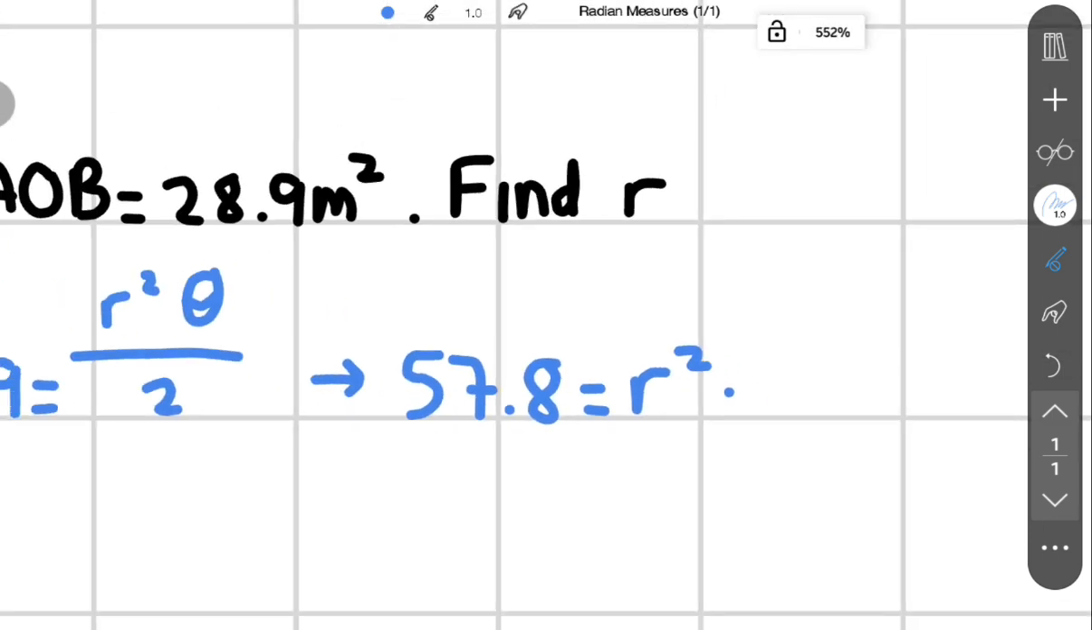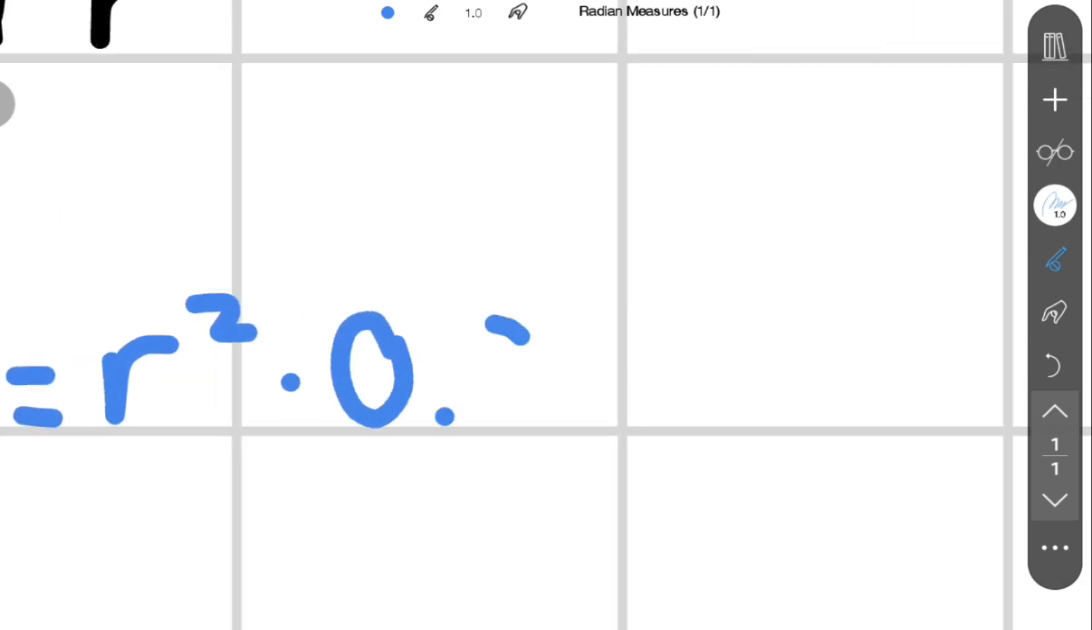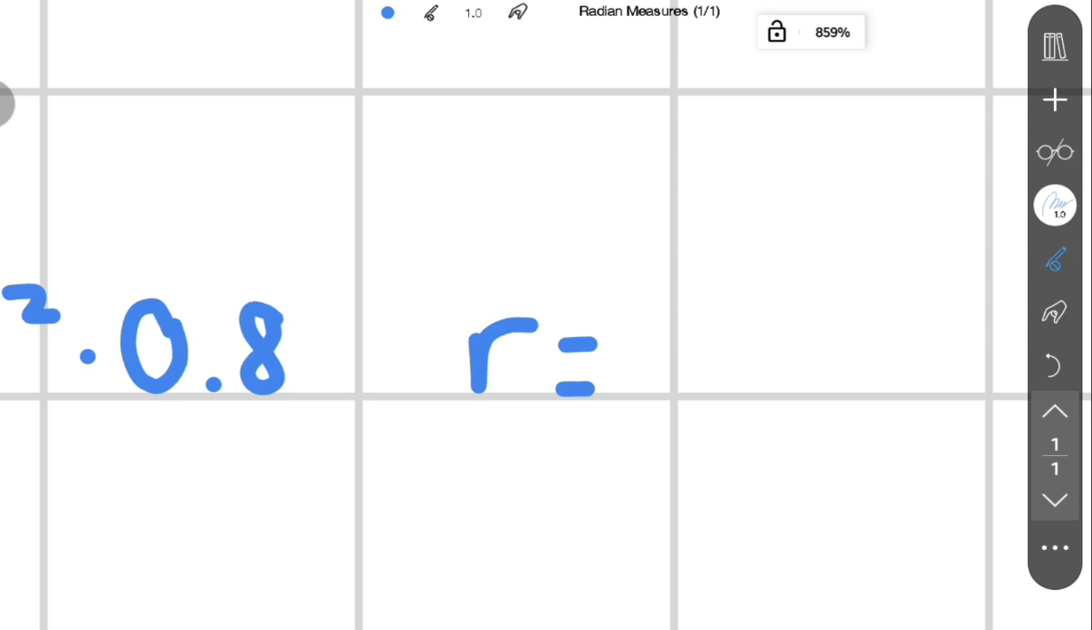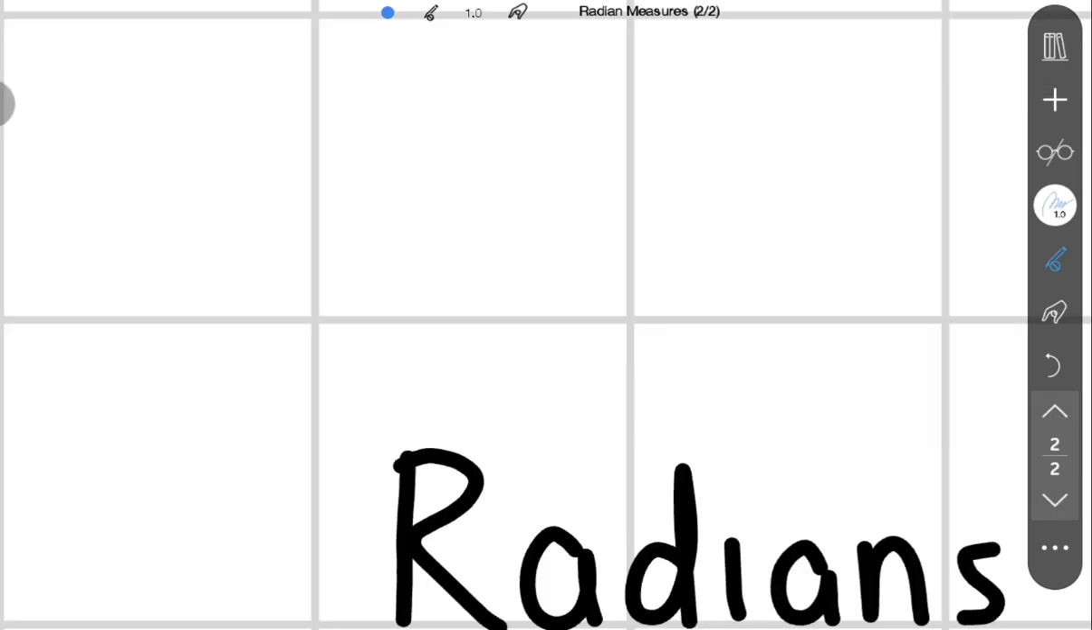And we have theta as 0.8 here. So R is going to equal to, and obviously since with squaring you can take the positive or negative, but here obviously you're going to take positive only.